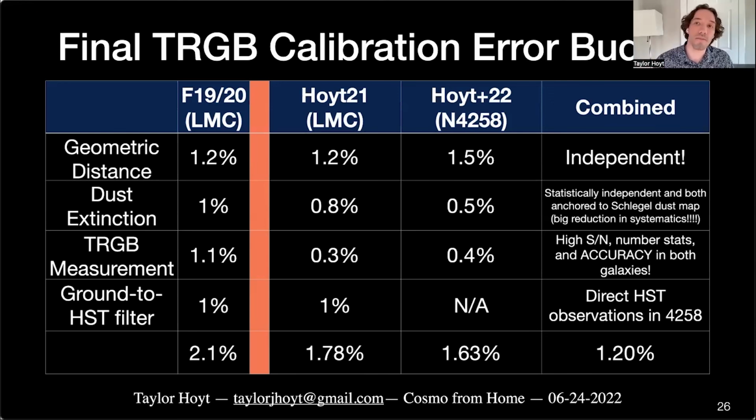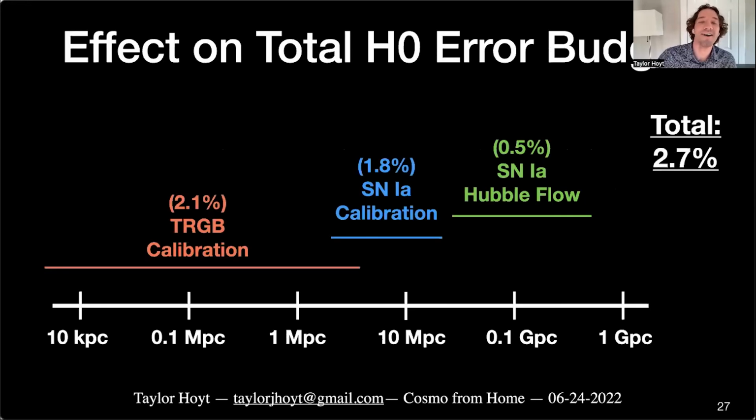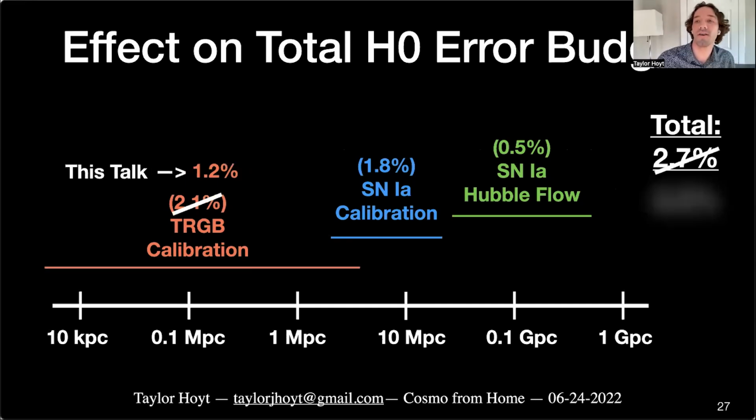How well can we measure the TRGB and can we do better? And the answer was yes. So the effect on the total H0 error budget. In this talk, the TRGB calibration reduces to 1.2%. So in total H0, that's a reduction from 2.7 to 2.2%.